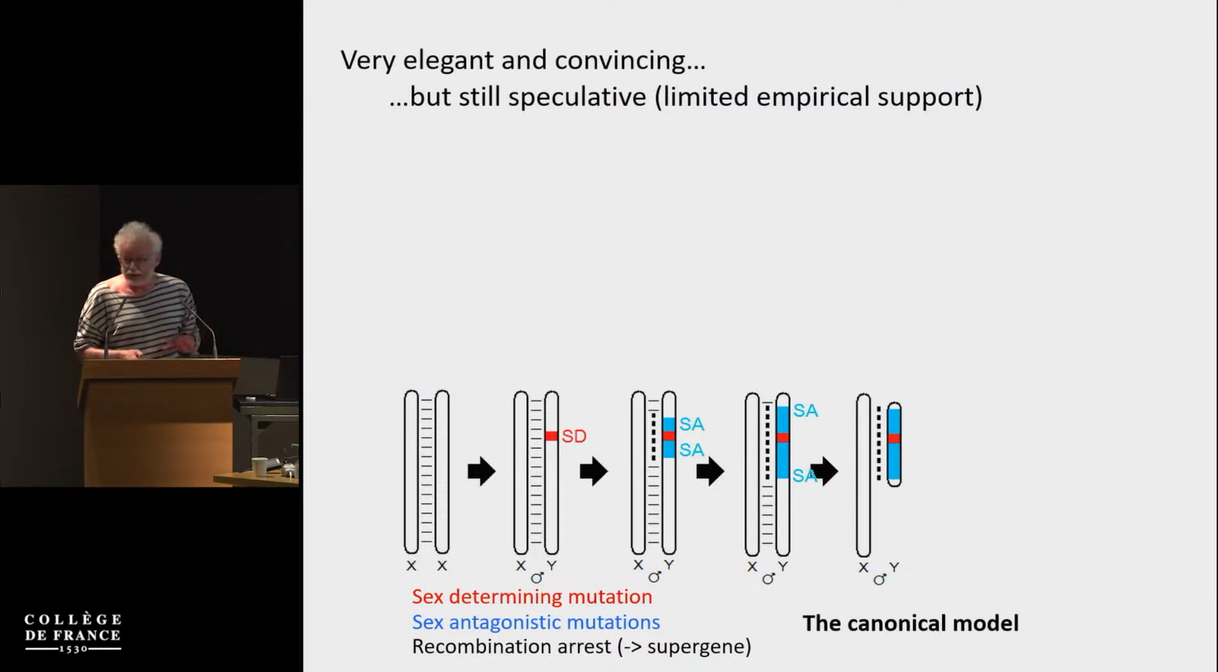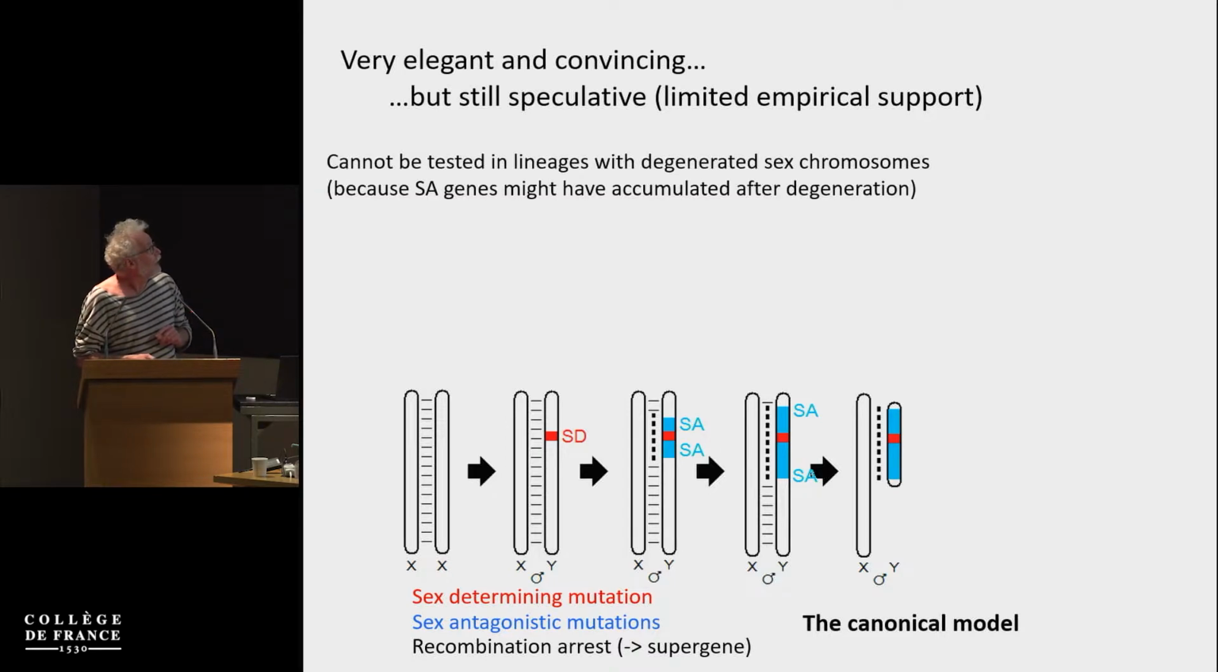This is a very nice model. I like it very much. And it is intellectually appealing, but the problem is that it has very little empirical support. Maybe one reason is that it cannot be tested in birds or mammals or this kind of lineages with an already highly degenerated sex chromosome, just because if you find some sex-antagonistic genes on this chromosome, they might have accumulated long after the degeneration occurred.